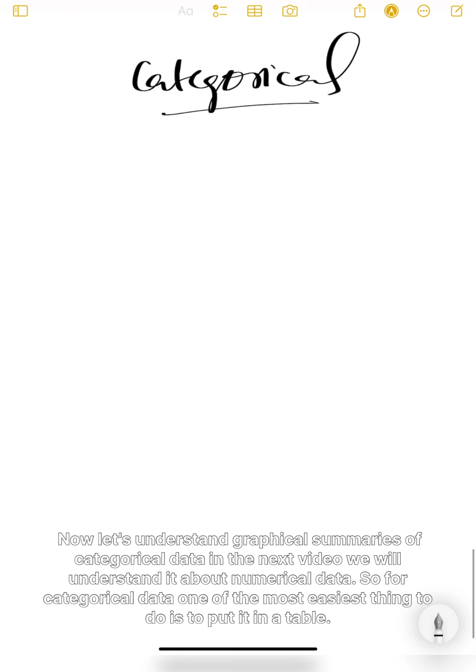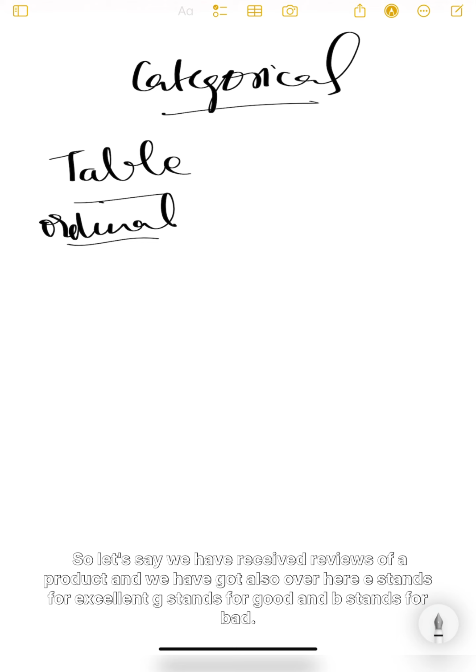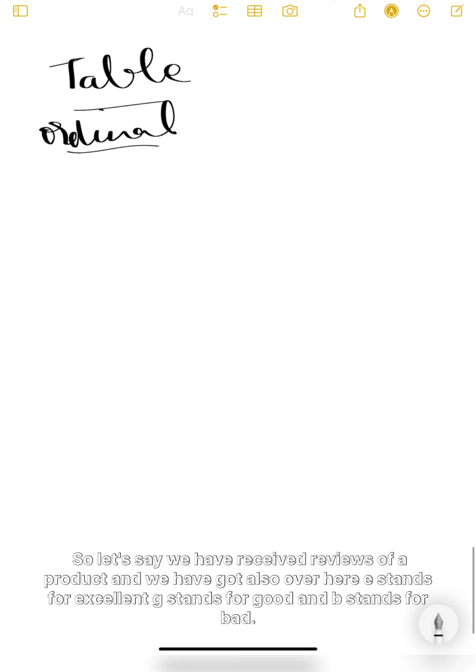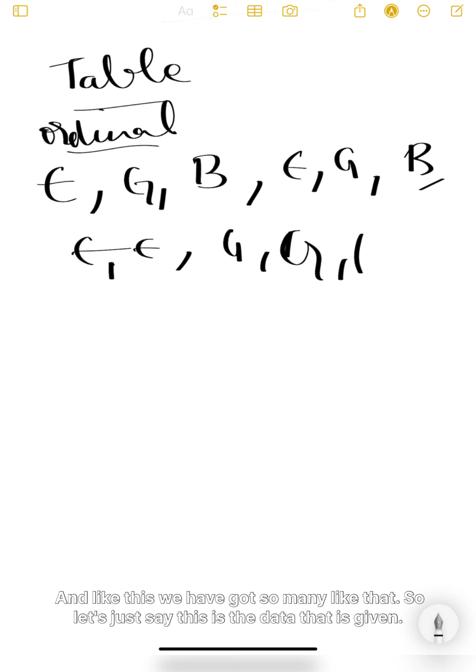So for categorical data, one of the easiest things to do is to put it in a table. For example, let's say there's some ordinal data, ordinal being a scale of measurement for categorical data which has a particular order between the different categories. Let's say we have received reviews of a product, where E stands for excellent, G stands for good, B stands for bad, and we have got many like that. So let's just say this is the data that is given.